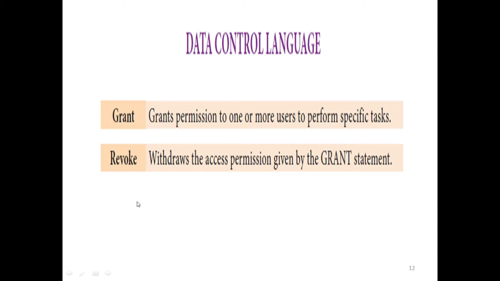And then data control language. In data control language, we have 2 commands. First one, grant. Grant permission to one or more users to perform specific tasks. Specific tasks can be performed with the help of the grant command. Then revoke. Revoke withdraws the access permission given by the grant statement. The permission can be withdrawn with the help of the revoke command. You just learn the commands only, grant and revoke. It's 2 more questions for you.